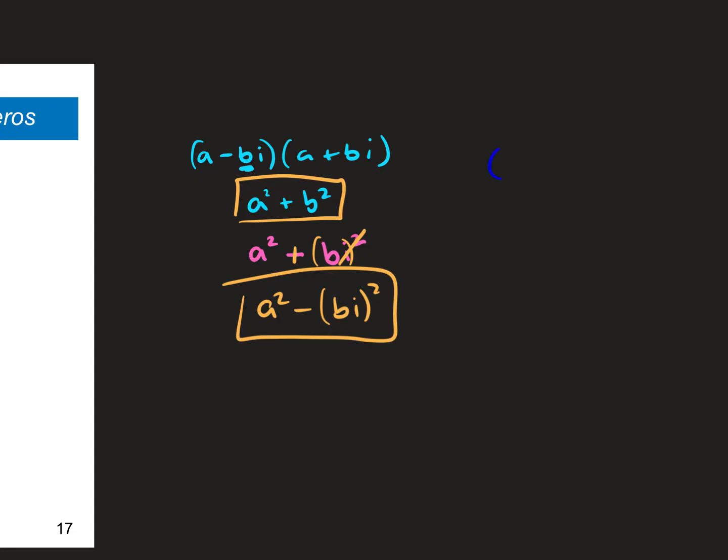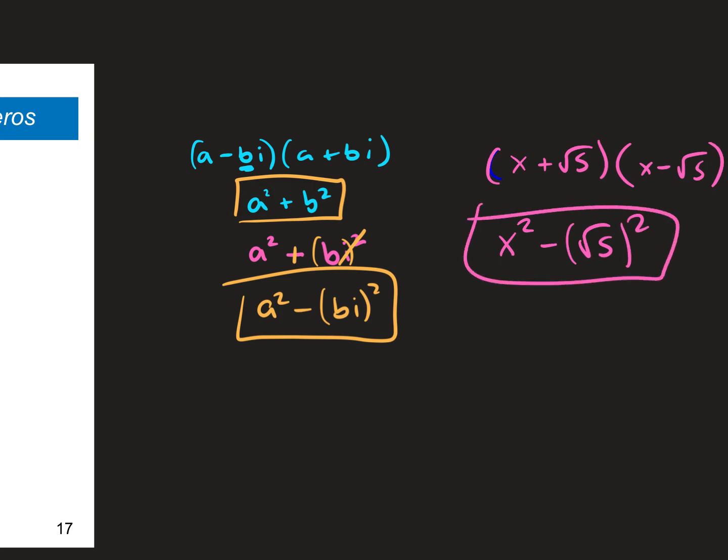So for some of these examples, we will have something like x plus square root 5 times x minus square root 5. So this would be x squared minus square root 5 squared. So it's always minus in the middle. So that's why I wanted to show you guys that, just so we don't get confused. When we have an i, we can just say plus, but just always do minus, and then you could always change the i squared to make it a plus.